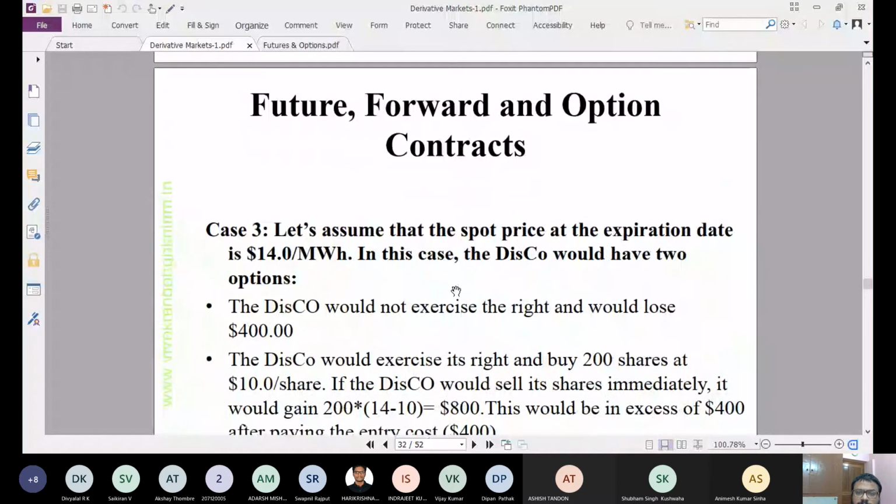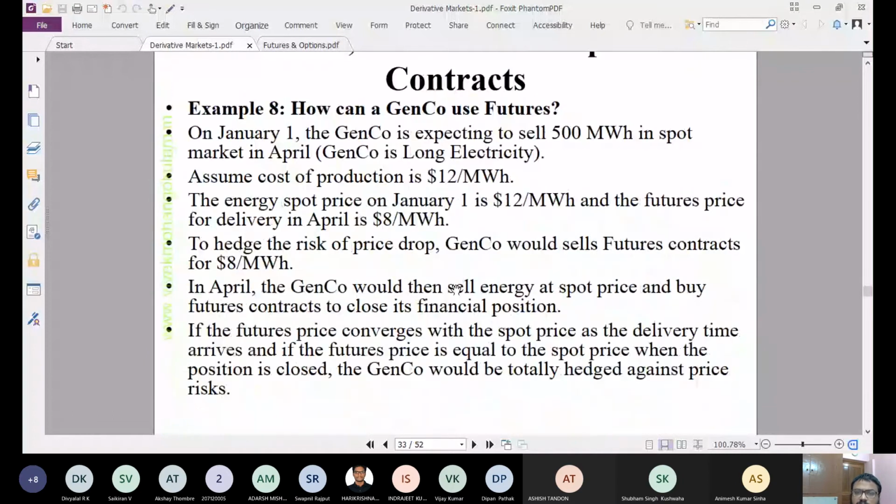Now we will see. On January 1, the Genco is expecting to sell 500 megawatt hours in the spot market in April. Genco is long electricity, that means the Genco is a seller, as you know, of 500 megawatt hours in the spot market in April. Assume the cost of production is $12 per megawatt hour. The energy spot price on January 1 is $12 per megawatt hour, and the futures price for delivery in April is $8 per megawatt hour.